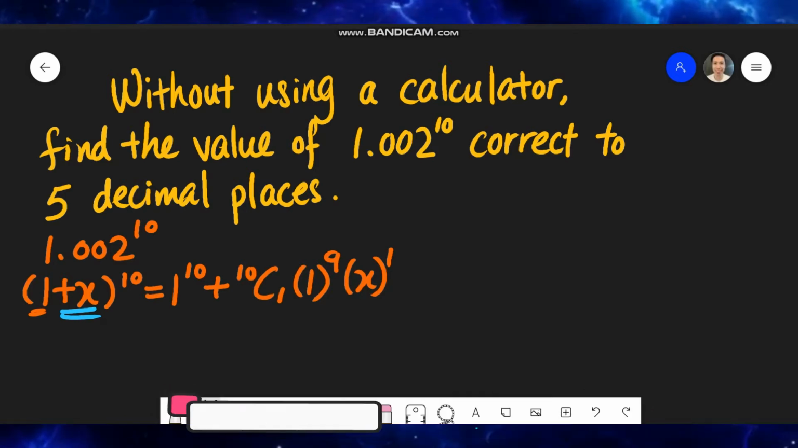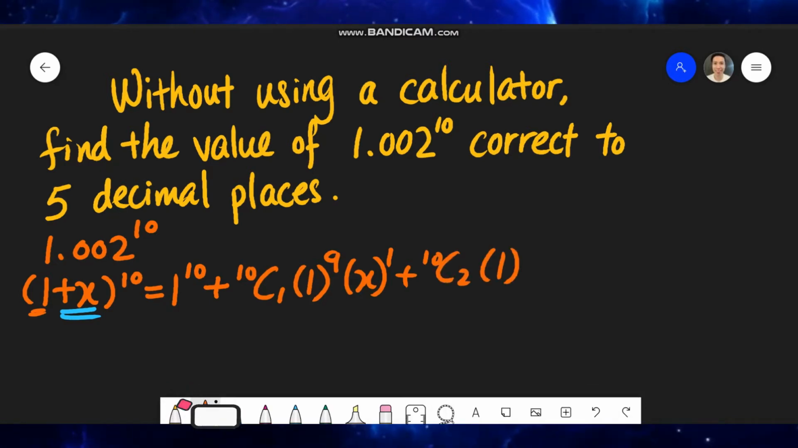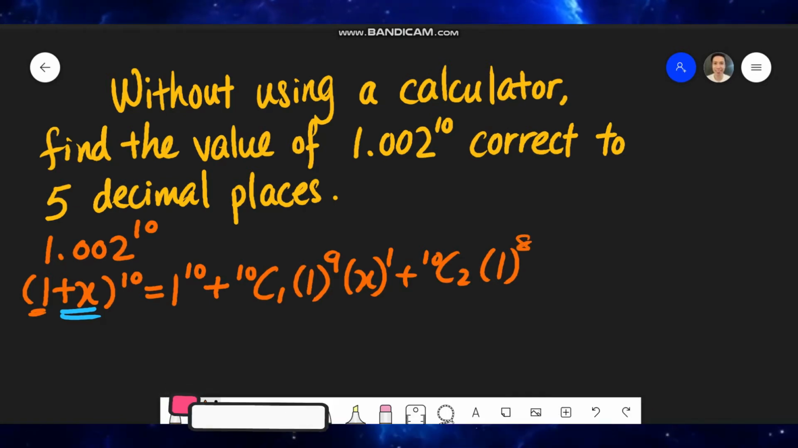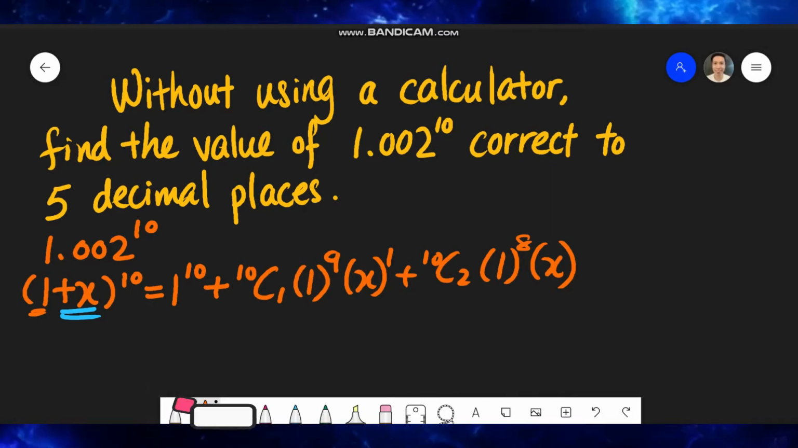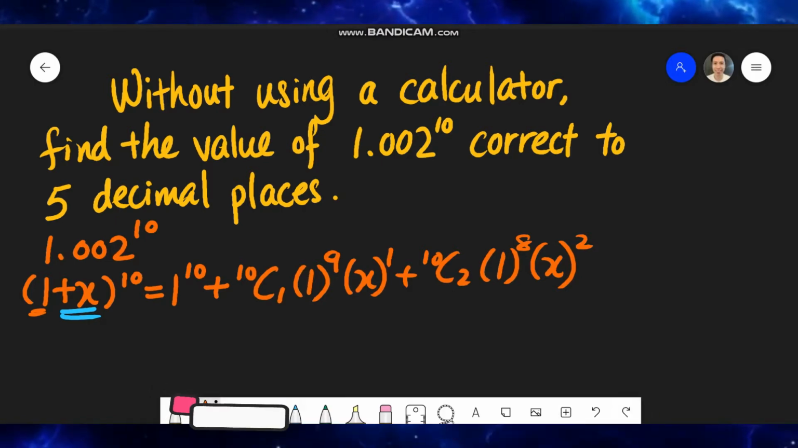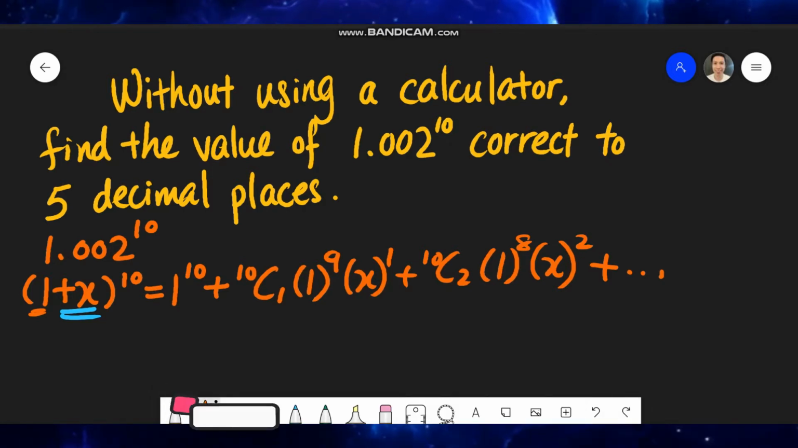Next is followed by 10C2, right? Then 1, where the power here we take 10 minus 2, which is 8. Then the next one is followed by x. Here we should make the total power 10, so the power of x here is 2 because 8 plus 2 is 10. Alright, so we can expand the first 3 terms. We just write the first 3 terms, then at the back just follow by plus triple dot.